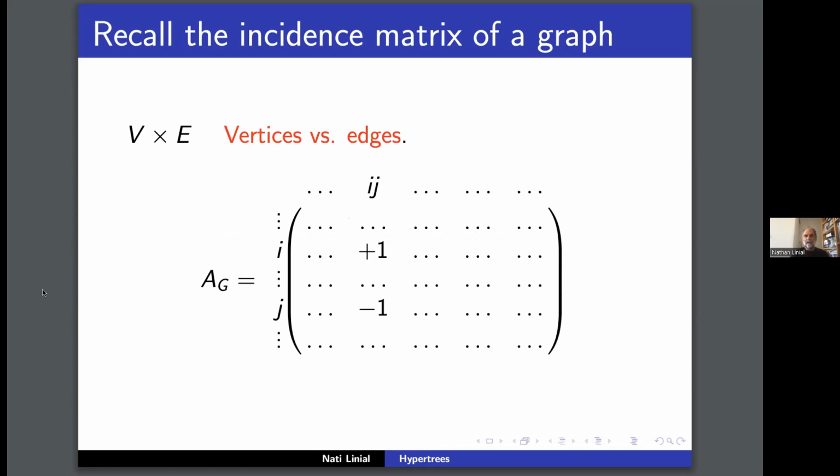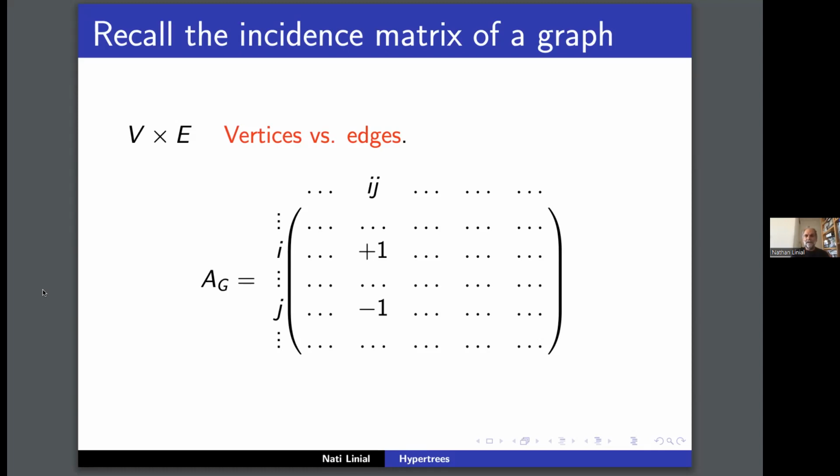So a good place to start is the notion of an incidence matrix of a graph. An incidence matrix of a graph is a matrix. The rows correspond to the vertices of the graph. The columns correspond to the edges of the graph. It's a matrix of 0, +1, and -1, mostly zeros. And in the column corresponding to the edge ij, there's a +1 in row i and -1 in row j.